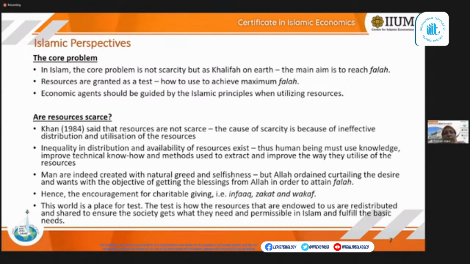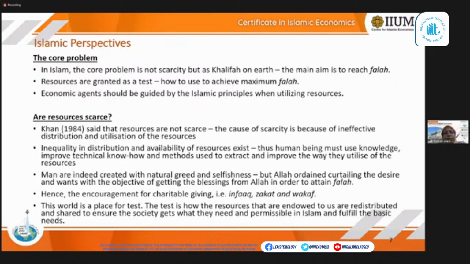And when we are taking any decision, we have to believe and know that the objective is to get the blessings of Allah and also to attain falah. When you say falah, it means success not only on earth, in whatever activities we are doing, but also achieving success in the hereafter. So therefore, in Islam, it's not just about consuming for ourselves. It is also important to think that when we consume, we are also consuming for others, and some of the available resources must be allocated for charitable giving, for example, infaq, zakat, and wakaf.